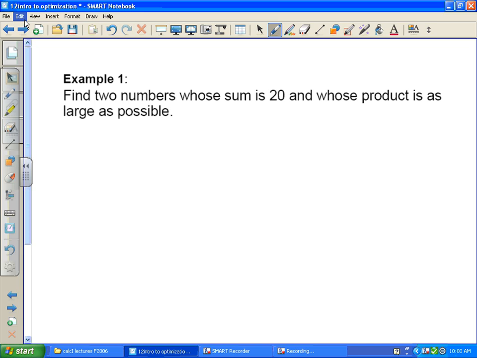Okay. Before we do calculus on this, let's just do some trial and error. Okay. Give me two numbers that add up to 20. Any suggestions? We'll do a few trial and error. 10 and 10 seems like the easiest thing that comes to mind. 10 and 10. And what is the product there? 100. Right? Give me another possibility.